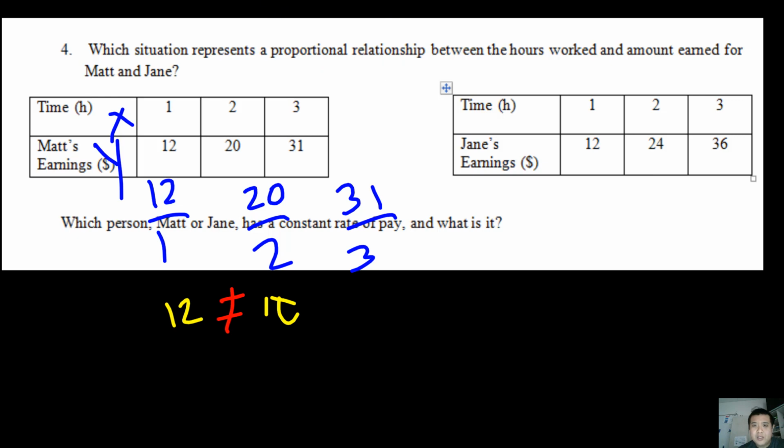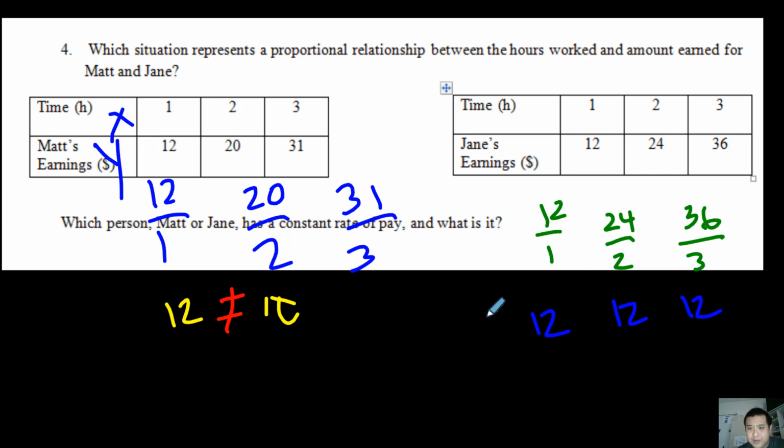Okay? Here, just to double check, we're going to do 12 over 1, 24 over 2, and 36 over 3. Okay, so this is going to be 12, this is going to be 24 divided by 2 is 12, and 36 divided by 3 is 12. So she gets paid $12 an hour, okay? As opposed to Matt, who knows how he makes his money, but apparently it's not by hour.